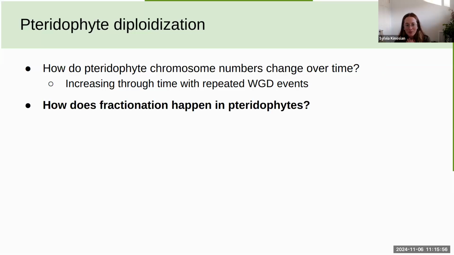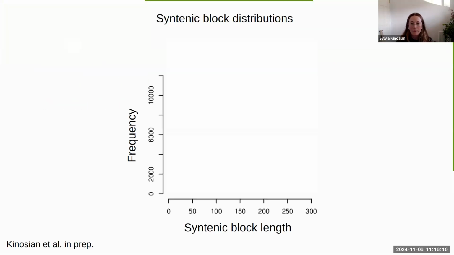Moving on to how fractionation happens in pteridophytes. We want to understand if gene silencing or gene loss is a major factor in how genomes downsize over time following polyploidization. Here I'm going to show you some syntenic block distributions. You may be familiar with these, but it's essentially a histogram. On the y-axis, we have the frequency of the block size, and on the x-axis, we have the actual syntenic block length.